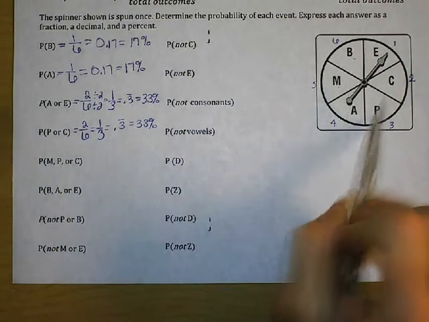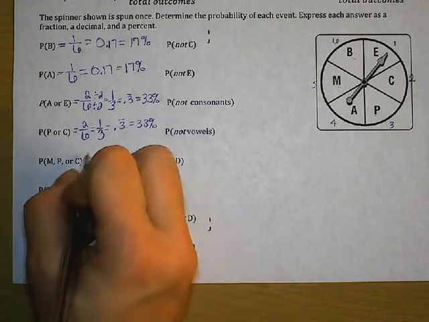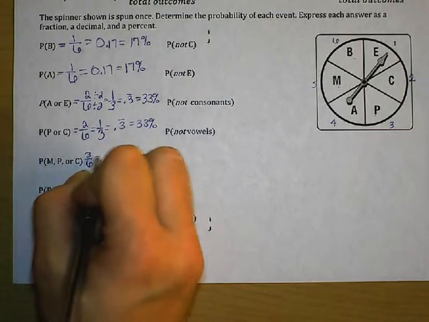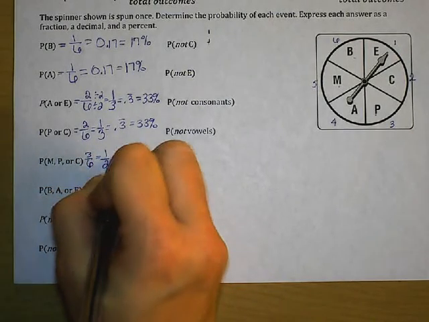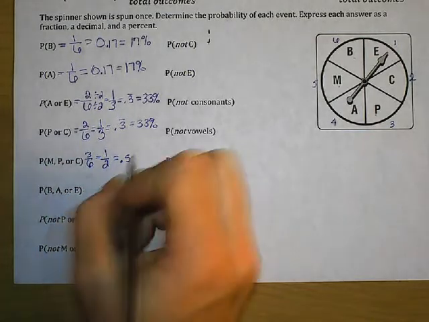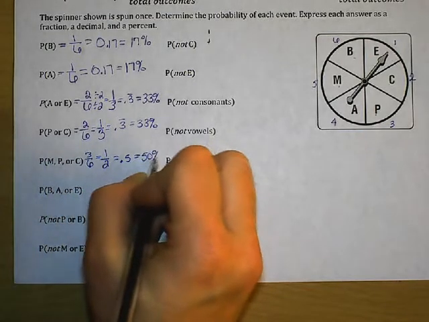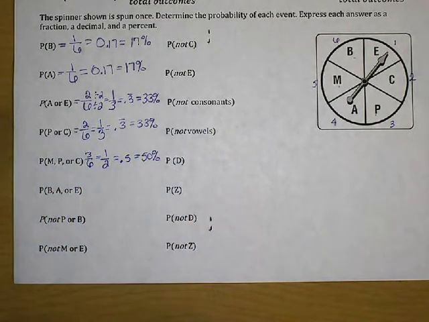How about the probability of M, P, or C? Well, we have M, P, or C. That's 3 out of 6. We know that that's 1/2. That is 5/10, and it is 50%.